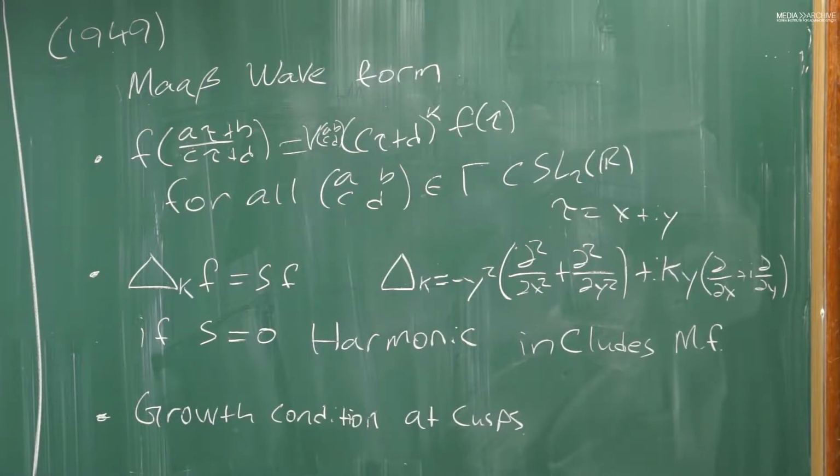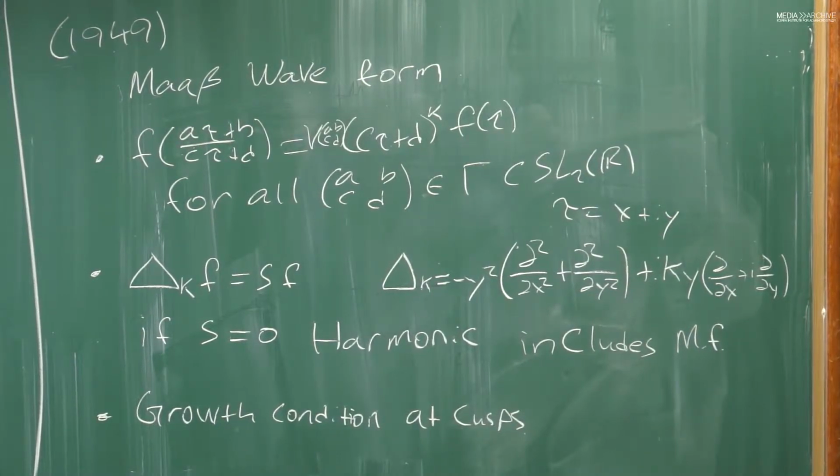Can s be a complex number? Yes, it certainly can be. We're going to primarily be interested in harmonic Maass forms here, but yes, it can be complex. We will be talking about Maass-Poincare series in a minute, where s can take various values.